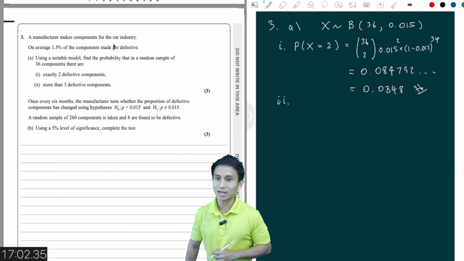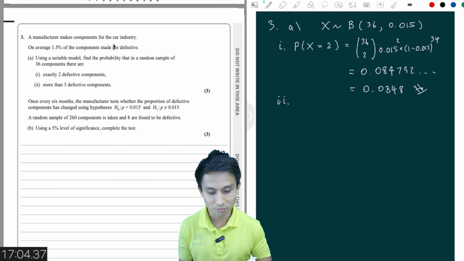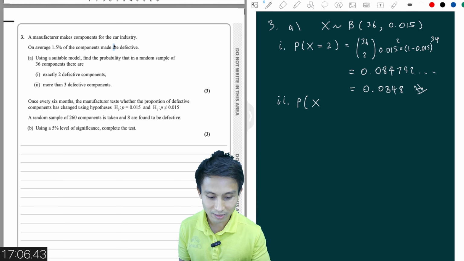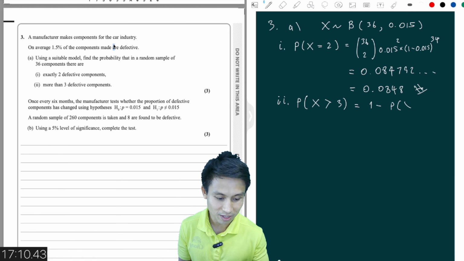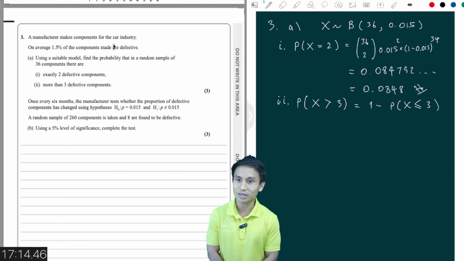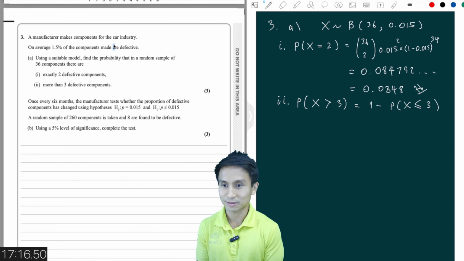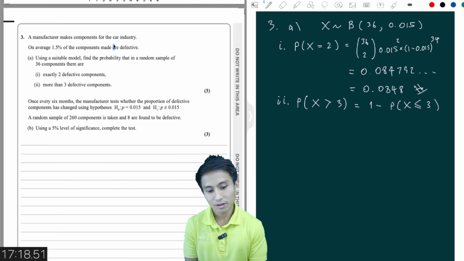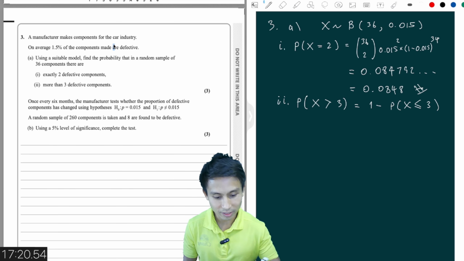Next, part II, more than 3 defective components. So P of X more than 3, that is 1 minus P of X less than or equal to 3, because we need to include 3 here to subtract from that. Yeah, more than 3. Okay.